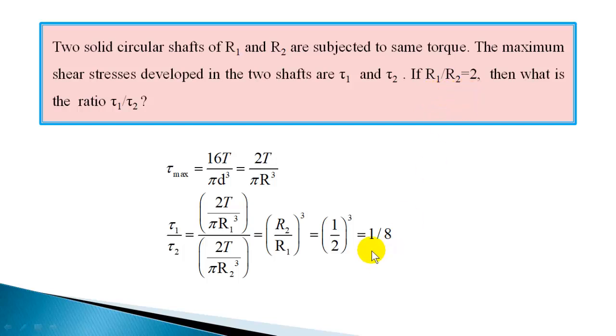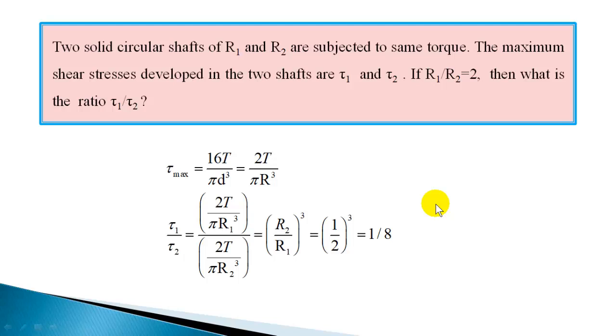So the shear stress induced is inversely proportional to the cube of the radius. Say R1 by R2 is equal to 2, then τ2 by τ1 would have been 8, because it is inversely proportional to the cube of the radius. So if R1 by R2 is 2, τ2 by τ1 will be 8, 2 to the power of 3. If R1 by R2 is equal to 3, τ2 by τ1 will be 3 cube or 27, but τ1 by τ2 will be 1 by 27.